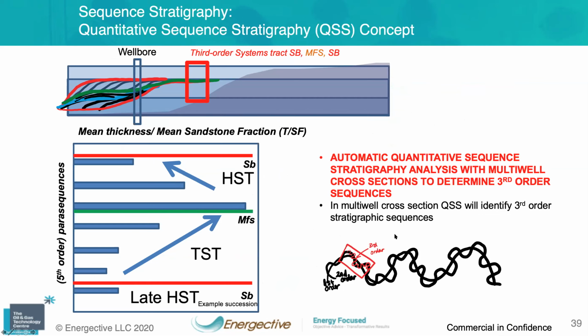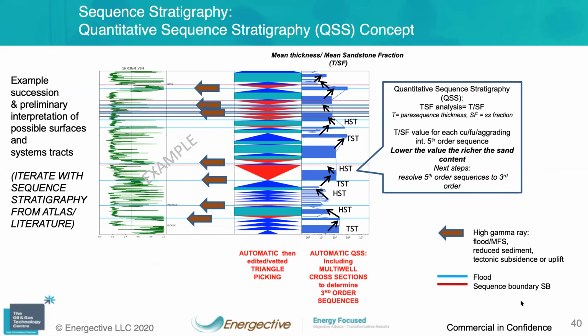As I said, we're dominantly looking for third order sequences. What we want is we're trying to find the lower the value, the richer the sand content. So we're trying to find these different pieces in here. This is an automated QSS. So we have multiple, and then we put out cross sections of these. When we have seismic, we tie them to seismic, and this is how we QC things.